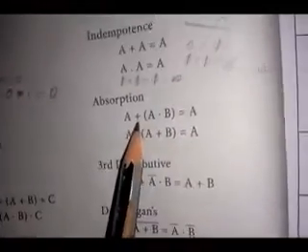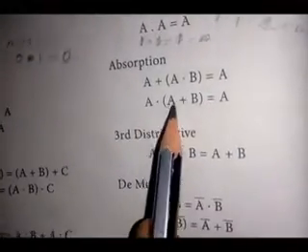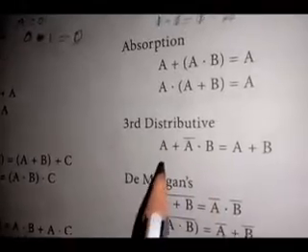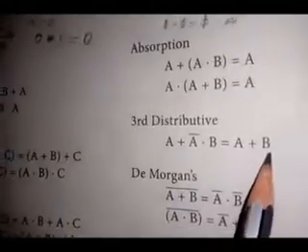Then next one is absorption law. A plus A into B equal to A. A into A plus B equal to A. Then third, distributive law: A plus A bar into B equal to A plus B.